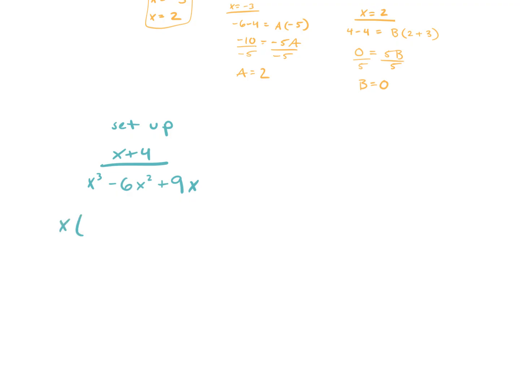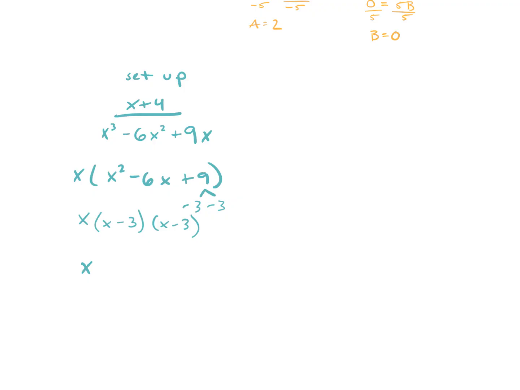Awesome. We want to factor out the x. So we're left with x squared minus 6x plus 9. Then what? How would we factor? What are two factors of 9 that add to negative 6? Negative 3 and negative 3. So this would be x minus 3 and x minus 3. Now since we have two of them, this is like saying x times x minus 3 squared.